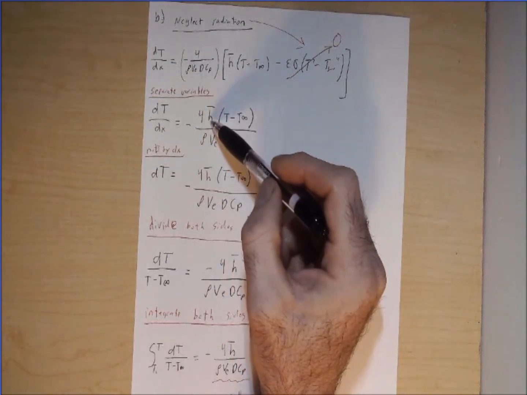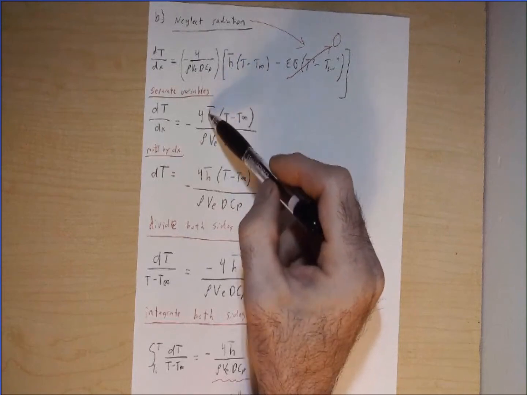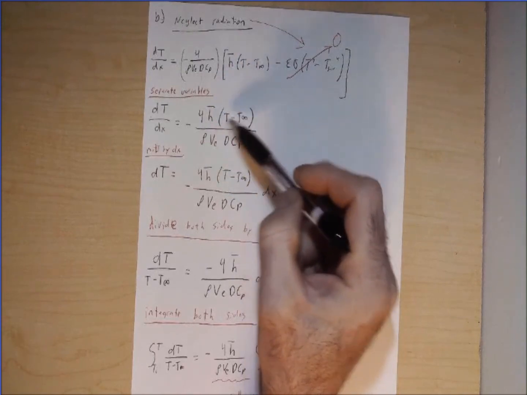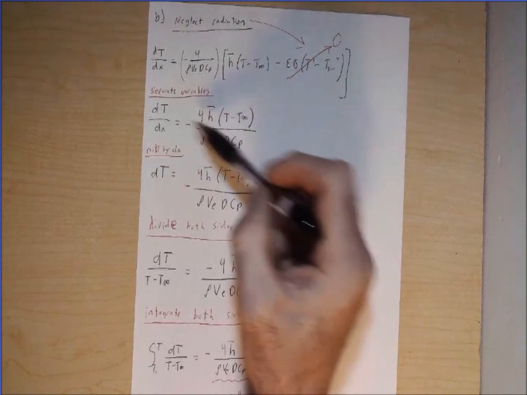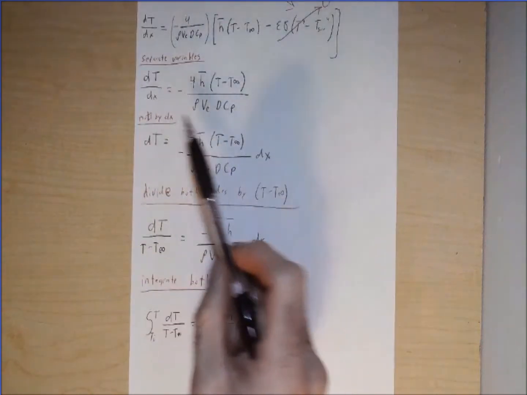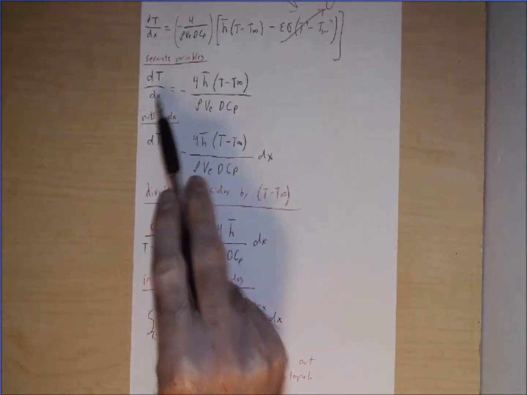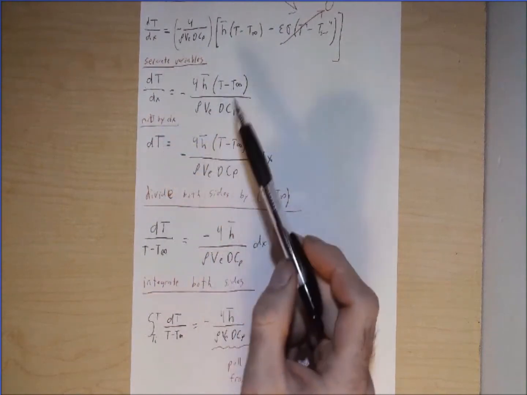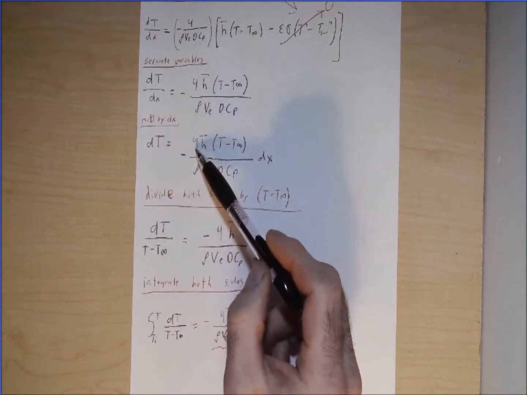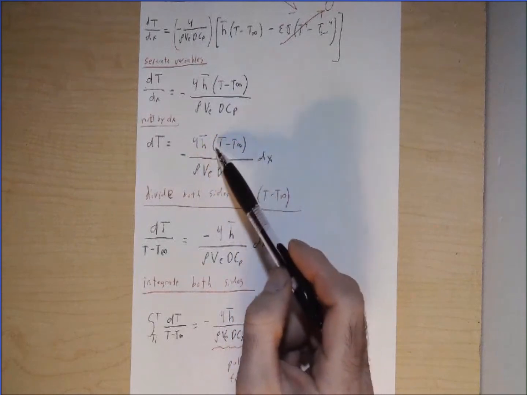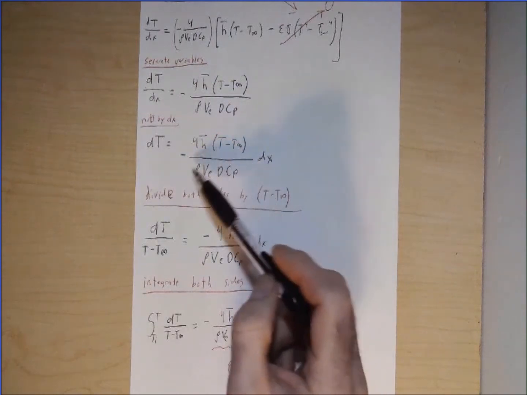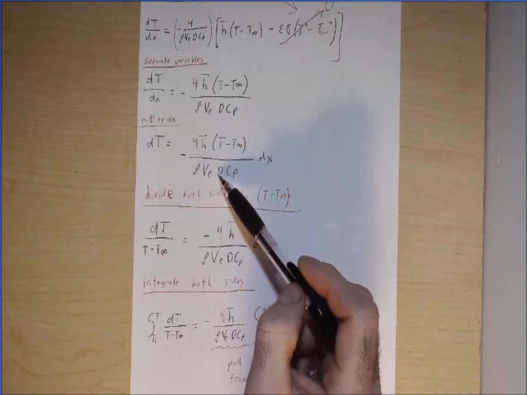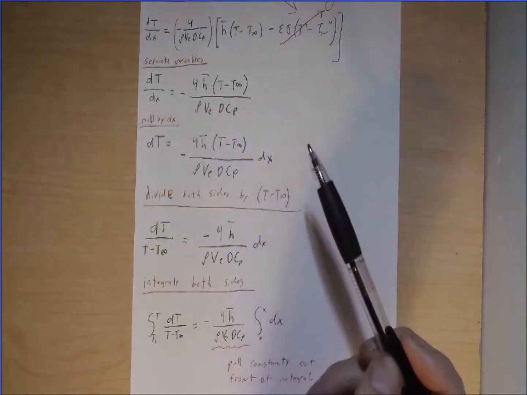We can pull some things out of here. We take our h bar, pull it out front, leaving just our temperature differential, and we have this in our denominator. Now we can take this dx on this side and multiply it over to the other side. So now we have an expression that says dT is equal to negative 4 h bar times the temperature differential T minus T infinity, all over the denominator of rho V_E d C_p dx.